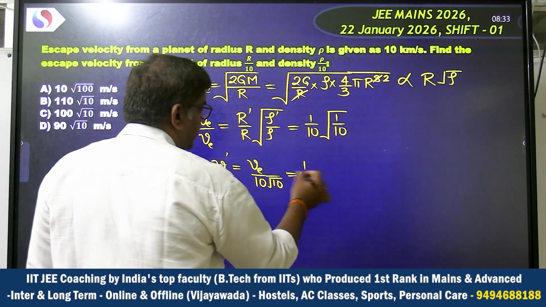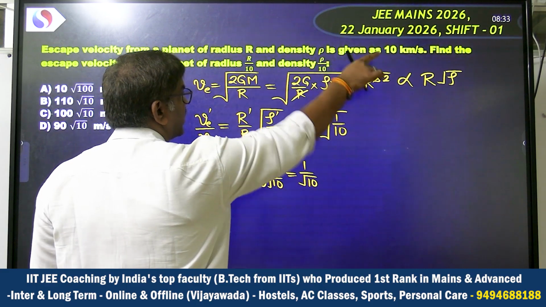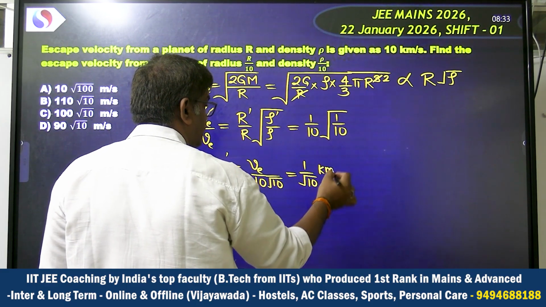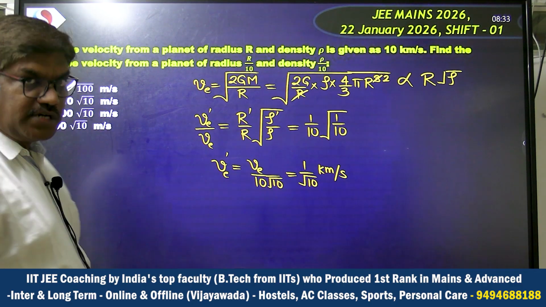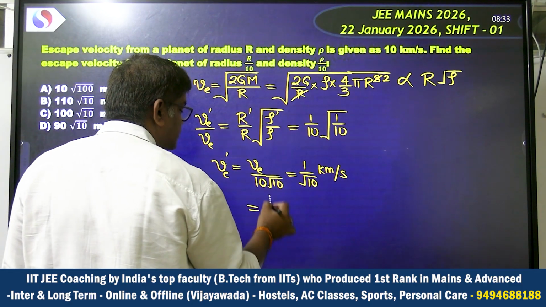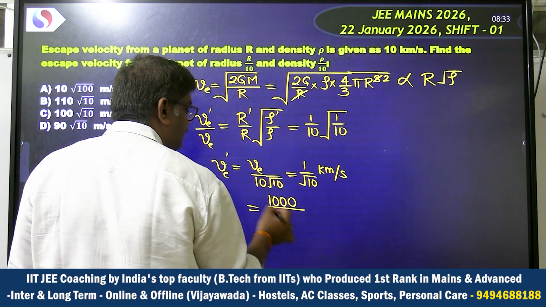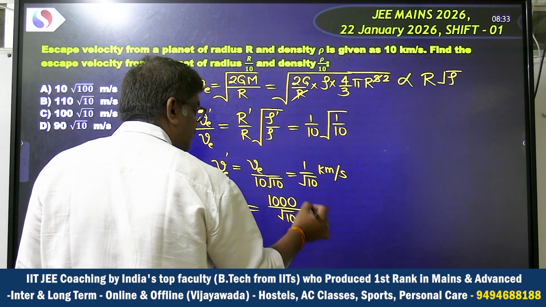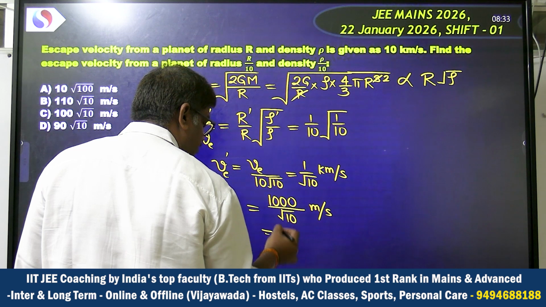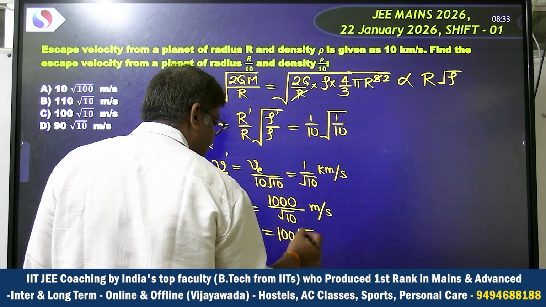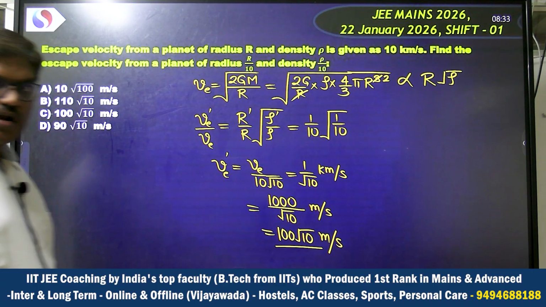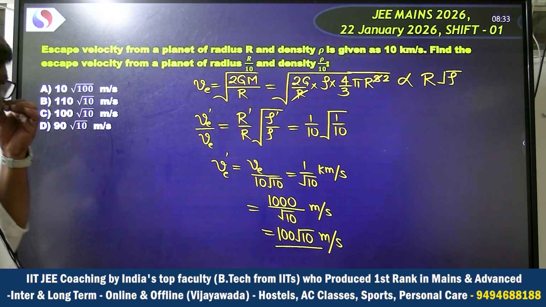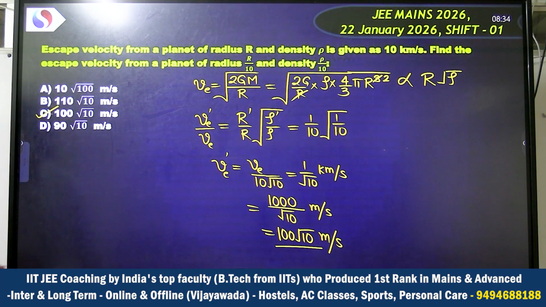Now this is 1 by root 10, as V is given to you in kilometers per second, but remember the unit: the answers are given in meters per second. So let's convert. This is 1000 divided by root 10, which is going to be 100 root 10 meters per second. That will be my final answer, so option C. Alright, move to the next one.